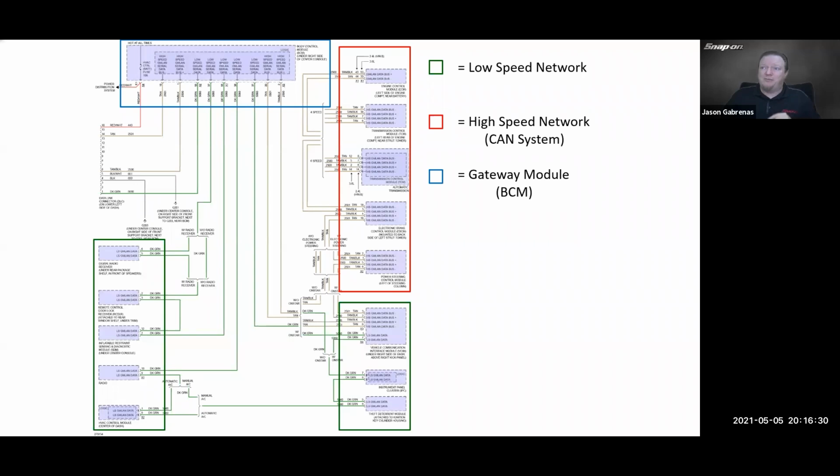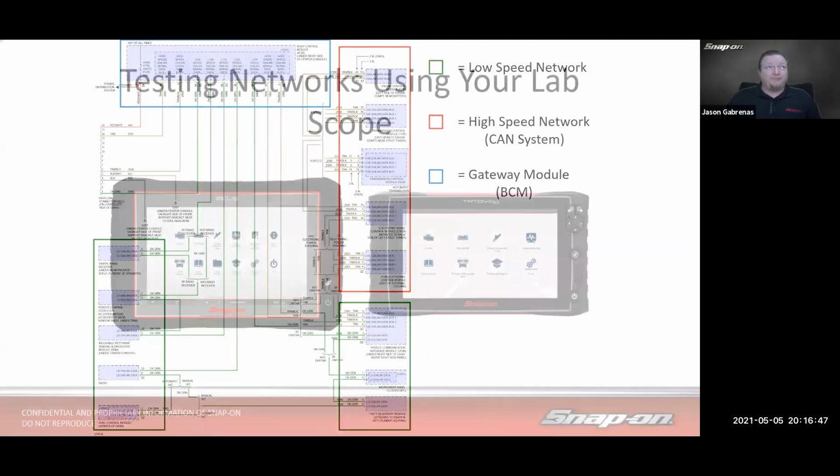So don't just assume that the scan tool is at fault when you get a communication problem. I always mention, think about why the car is in your shop in the first place. Is it because it's working perfectly and there's nothing wrong with it? Probably not. It's probably because there is an issue with that car. And that issue very well could be a network problem, right? So we always have to be cognizant of the fact that these exist as well.